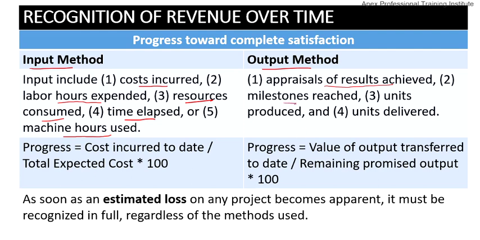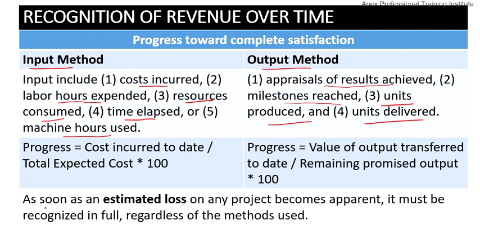This can be done based upon milestones achieved or milestones reached. For example, in software development, whenever certain modules are completed, like the receivable portion is done, the payable is done, and so on, certain milestones are done, the customer will make the payment and we will do the revenue recognition. How many units were produced and how many units were delivered, we can use any one of them. This is the formula used.